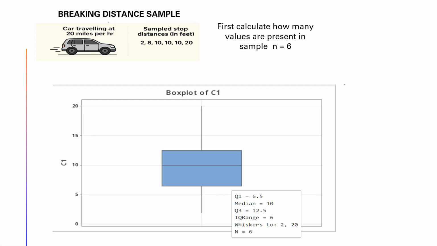Next up, here is a box plot which covers the stopping distance in feet on the y-axis. As you see, the box basically represents Q1 at the lower edge and Q3 at the higher edge, and the median is represented at the center of the box with a line. Then the whiskers are drawn, the lower whisker all the way to the lowest sample value, which is 2, and the higher to the highest sample value, which is 20, and n is equal to 6.